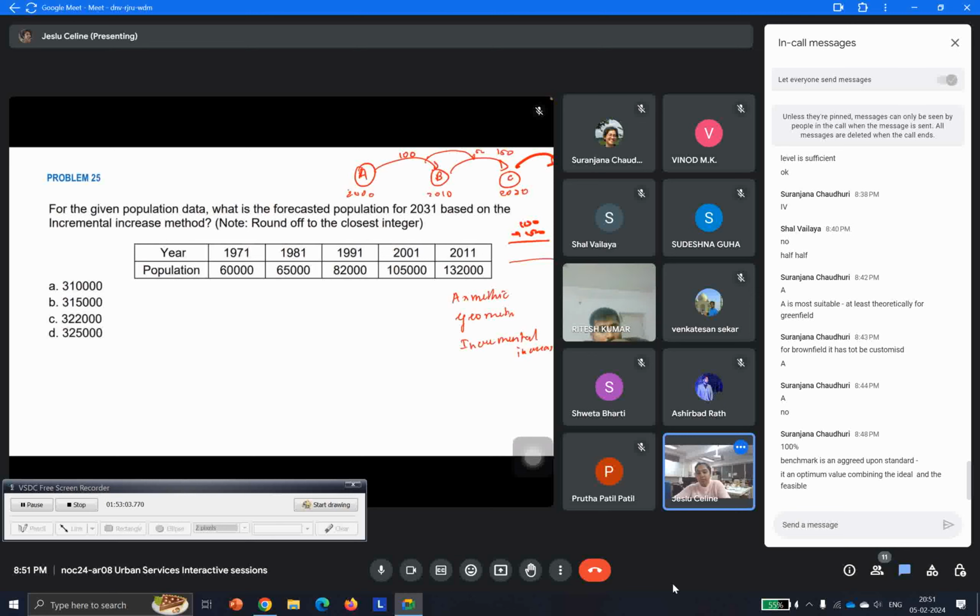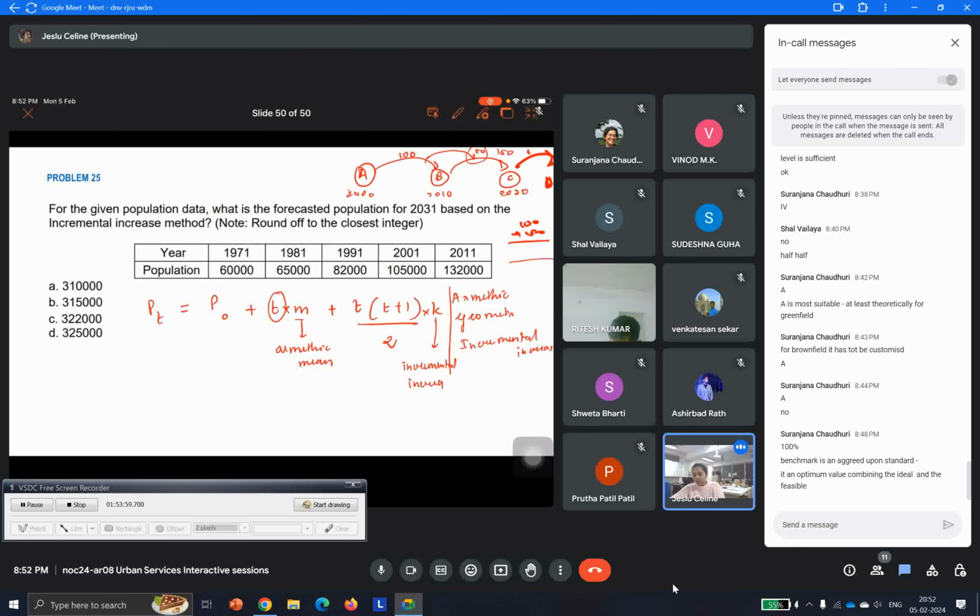So the formula of incremental increase goes like this: to find the population for a time t, say for 2030, it is the initial population plus our normal arithmetic increase for time t, based on the arithmetic mean. In addition to that, we have t into (t plus 1) by 2, into k. This is for the next time period you're taking, where k is our incremental increase, which in this case is the 50. So let's try to solve this problem.